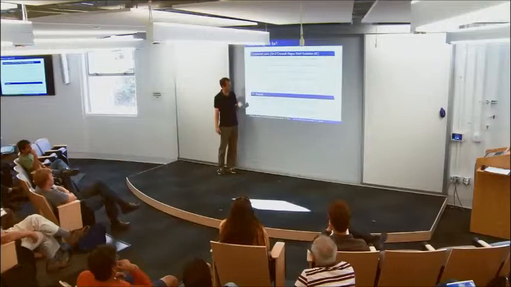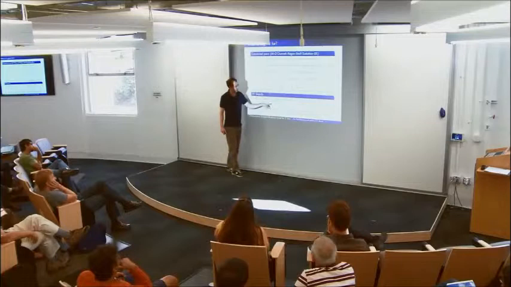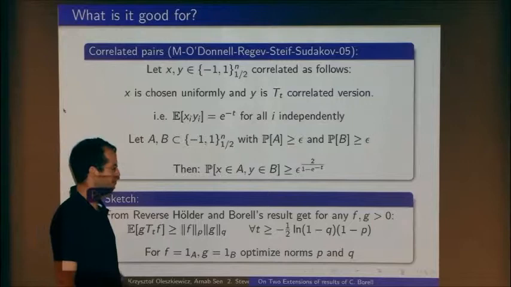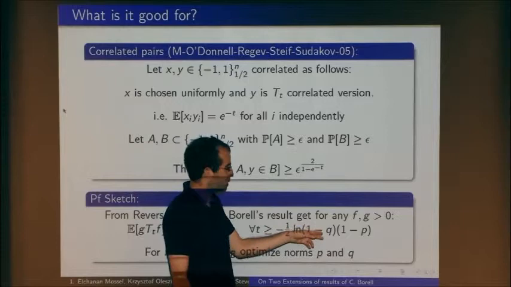You take Borel's result and apply the reverse Hölder inequality. The reverse Hölder inequality gives you this inequality: again, the inner product of g with T_t f is at least the p-norm of f times the q-norm of g. And now it holds under a symmetric condition in p and q. So the condition is that t has to be greater than essentially minus 1/2 log of (1 minus q)(1 minus p).